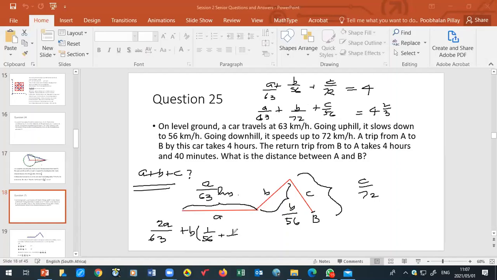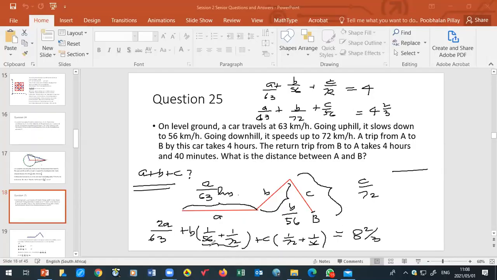One over 56 plus 1 over 72. Right? And when I add these, I get now 1 over 72 plus 1 over 56. And when you add these, you get 8 2/3. Now, interestingly, when you add these two, I'm not going to do it, you actually get 1 over 63. No, I'm sorry, you get 2 over 63.